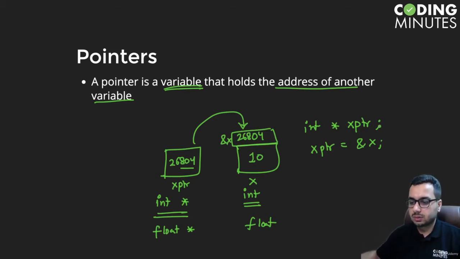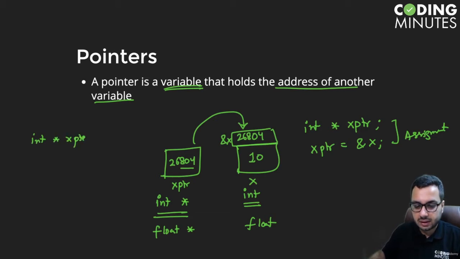Or what you can do, so here we have done assignment. We are assigning a value to this pointer variable. We can also do initialization. We can write int star xptr equal to &x. So this is also valid. So here we are using the address of the variable, and here we are using this star to define the pointer syntax, to define the pointer data type.